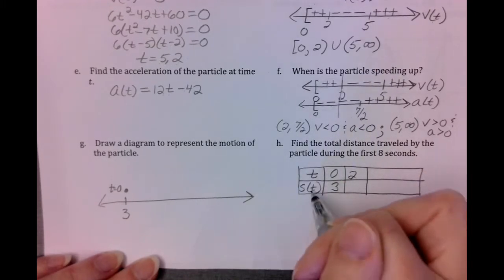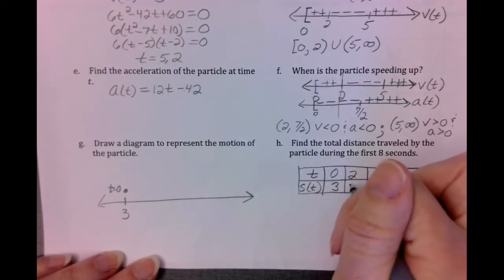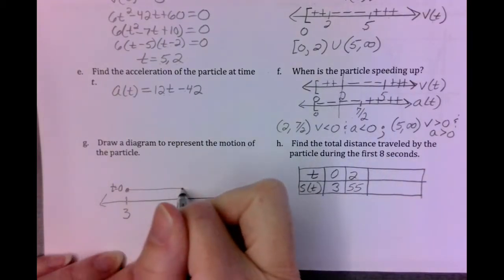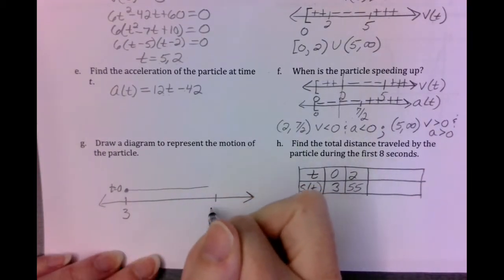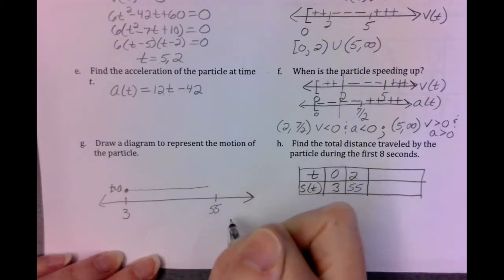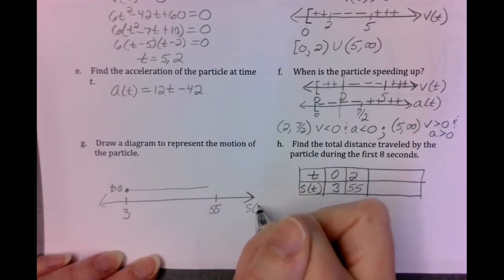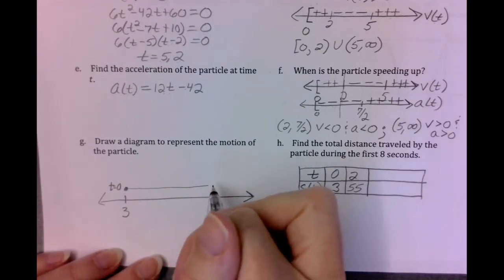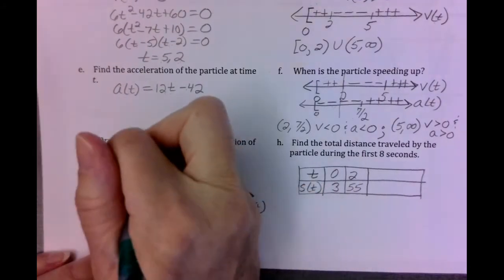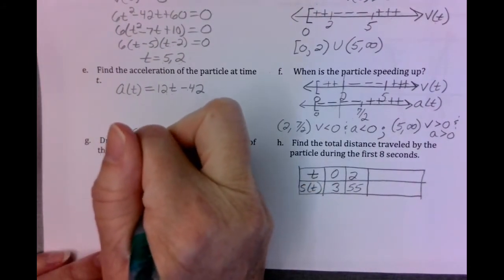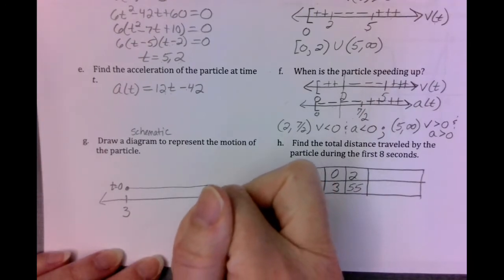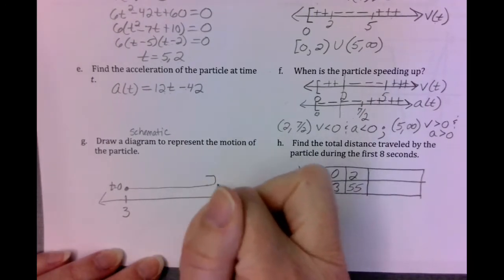So it goes to the right until it reaches 55 feet. This is a position diagram, or what they also call it is a schematic. So a diagram is also called, if you see this word, a schematic. At 55, which is at 2 seconds, it's turning. So I'm going to identify my turn here at 55 feet.